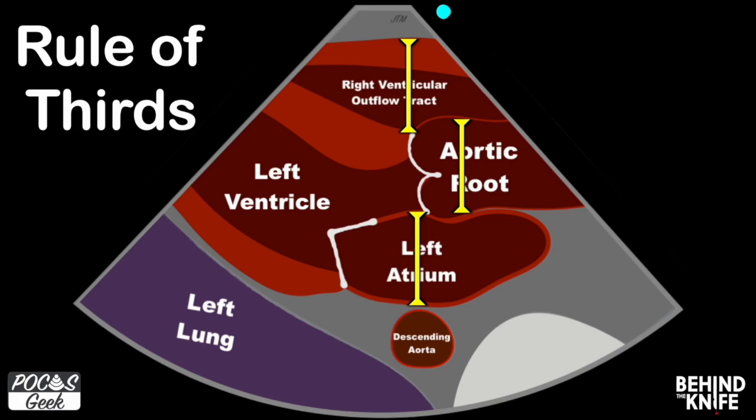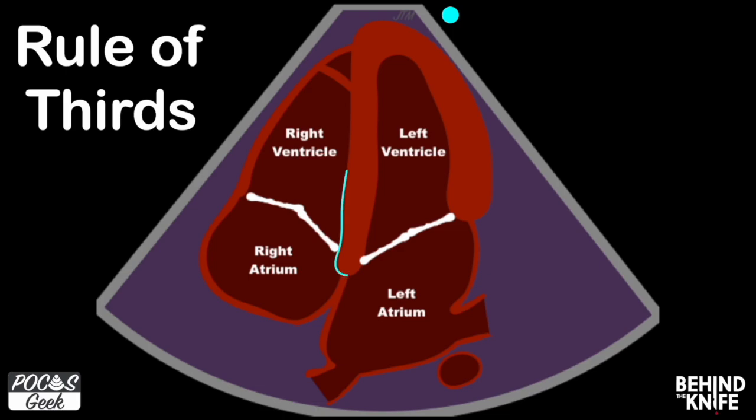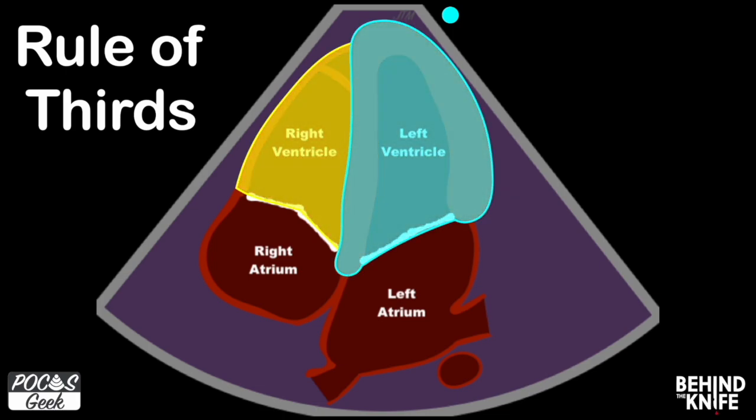The aortic root being the same thing. Now, that's the first rule of thirds. The other rule of thirds is that the left ventricle and the right ventricle ratio should be 0.6 for the right ventricle to the left ventricle of 1, or 60% that size. This is the second rule of thirds, and this tells us if the right ventricle is big.